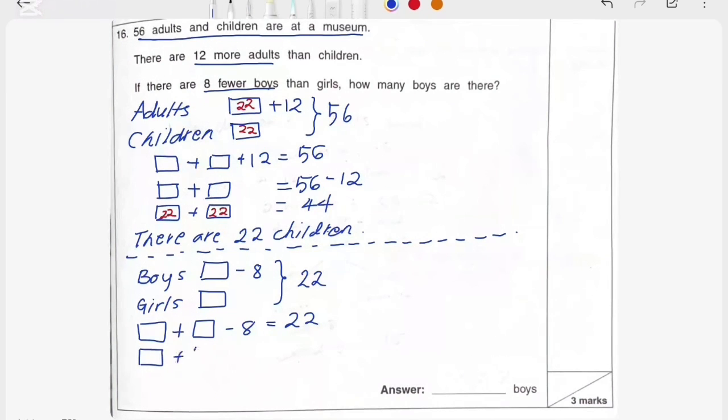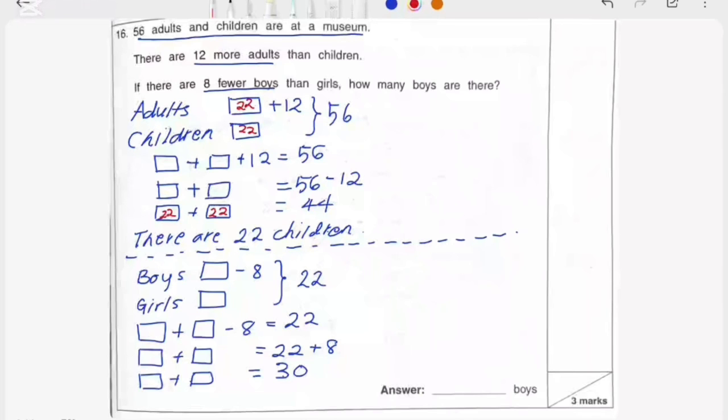Our goal is to find one box. Box plus box is equal to 22 plus 8. Box plus box is equal to 30. What two numbers that are equal to each other, when you add together, you get 30? The answer is 15. So this box represents 15.